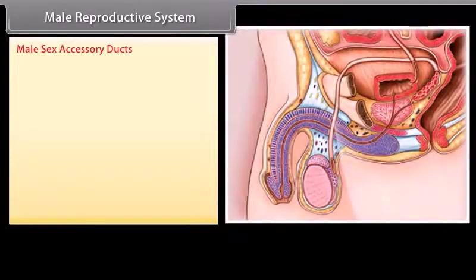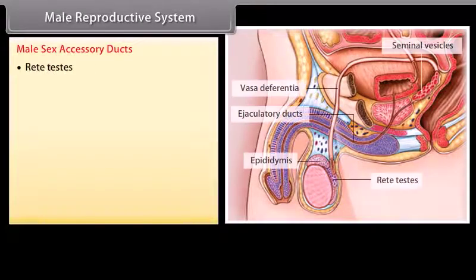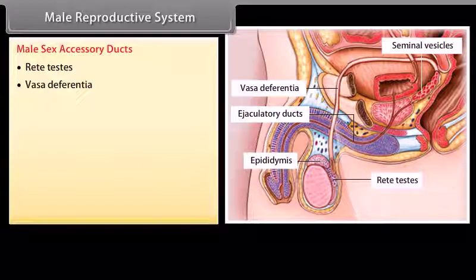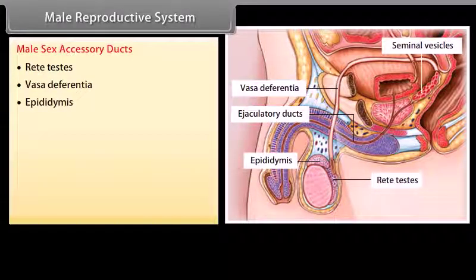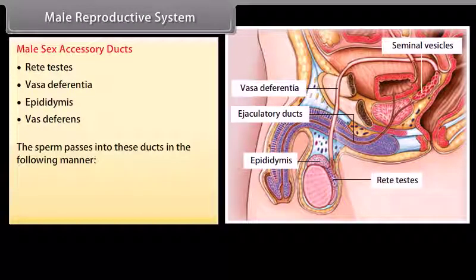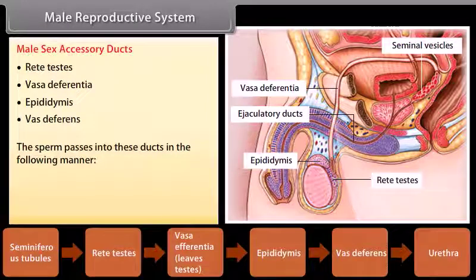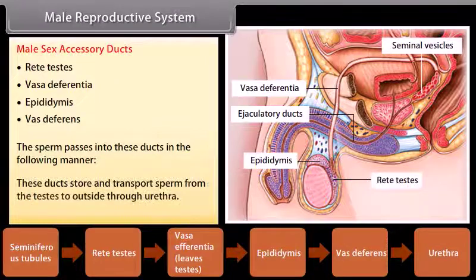Male sex accessory ducts. Rete testis, vasa efferentia, epididymis, vas deferens. The sperm passes into these ducts in the following manner. Seminiferous tubules, rete testis, vasa efferentia, leaves testes, epididymis, vas deferens. Urethra. These ducts store and transport sperm from the testes to outside through the urethra.